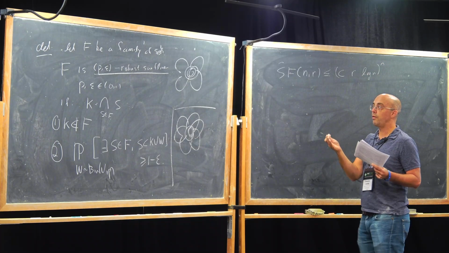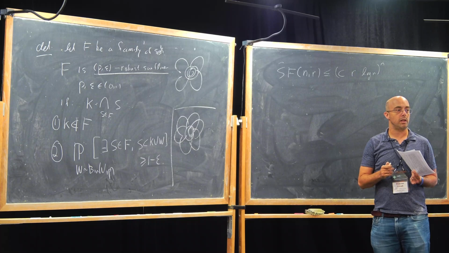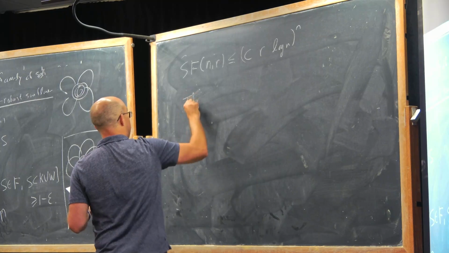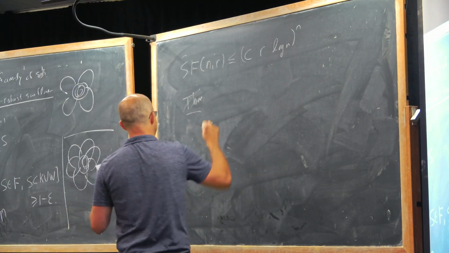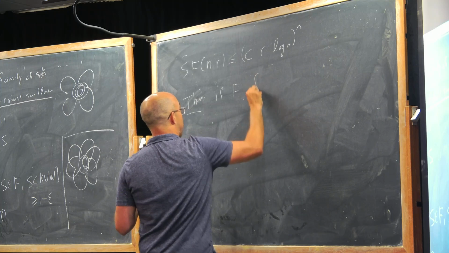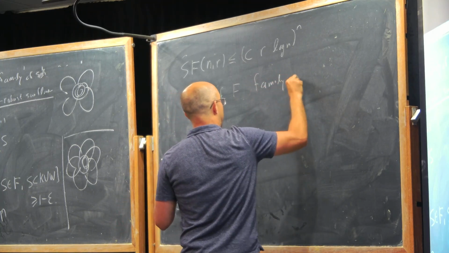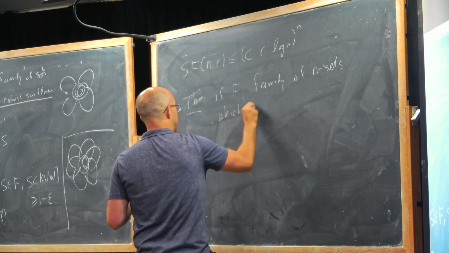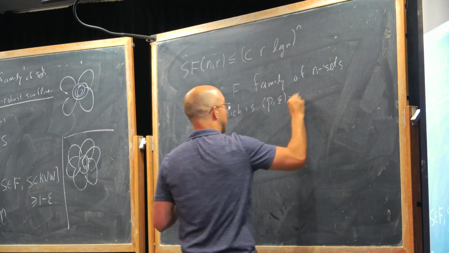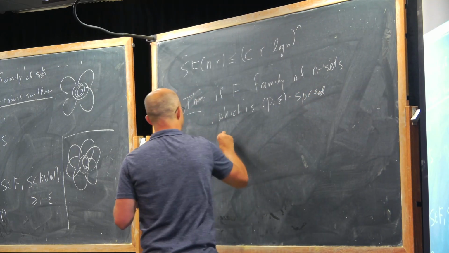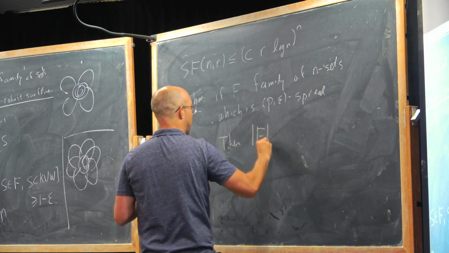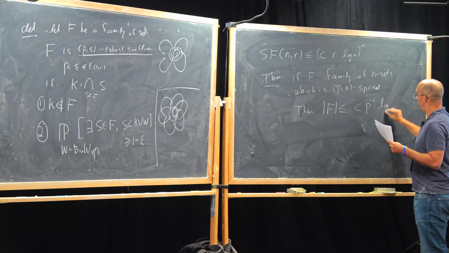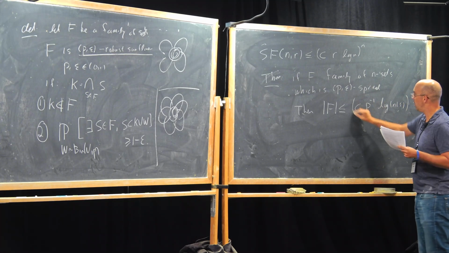And it turns out we can prove something very similar for robust sunflowers. So I'll tell you the bound here. Here's a theorem. It says that if F is a family of n sets, which is p, epsilon spread, then we can also bound its size by some constant, p inverse log n over epsilon, to the n.